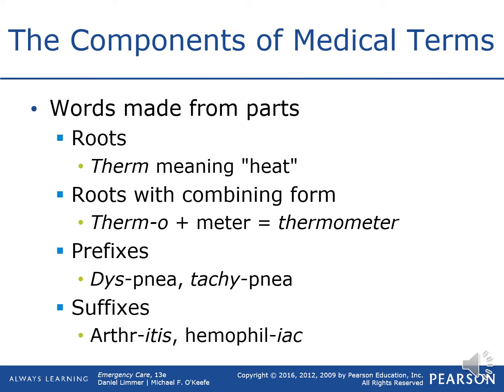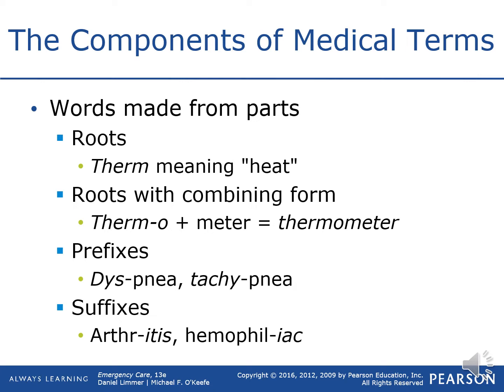And here it breaks down how things are broken down, like I just said in the last slide. You have roots. One of the root words is therm, and that means heat. And then if you combine therm and meter, and you put an O in there just to make it go a little bit smoother when you're saying it, you get thermometer. So that's measuring heat. Therm and meter is thermometer.